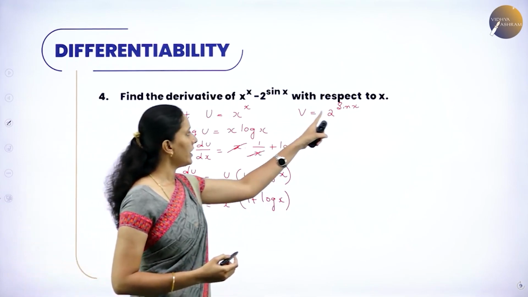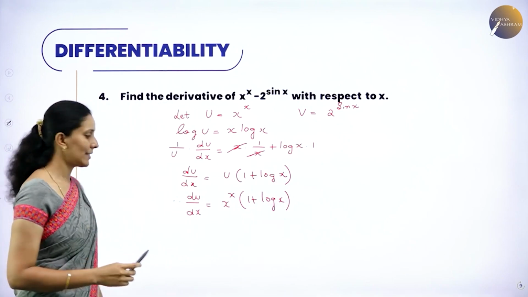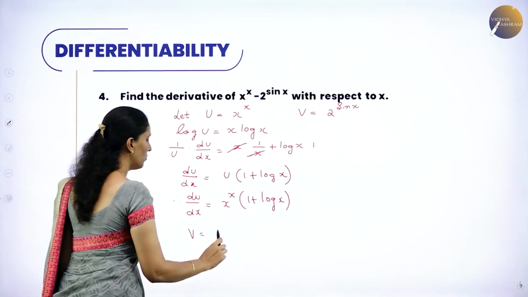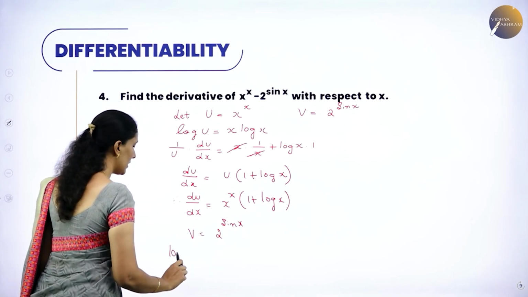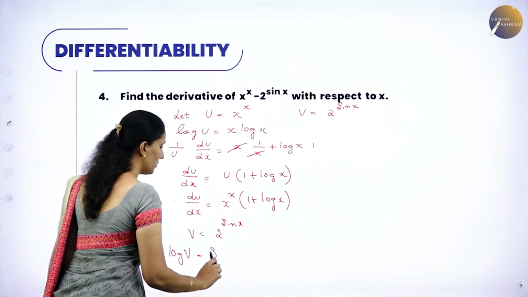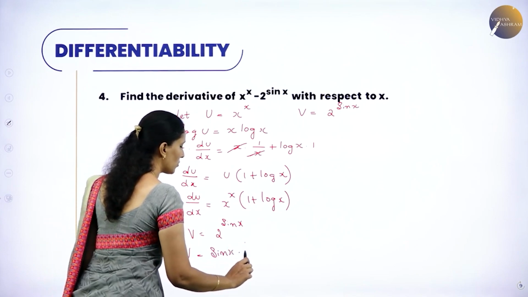Next we have v is equal to 2 to the power sin x. So apply log on both sides, then it is log v is equal to sin x into log 2.